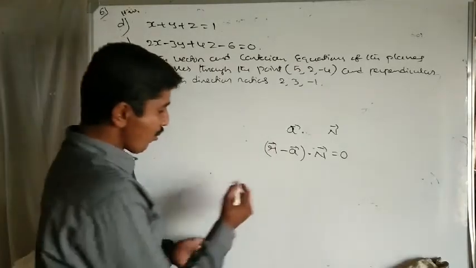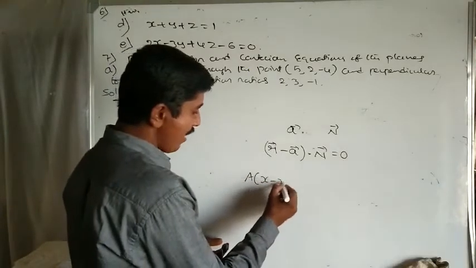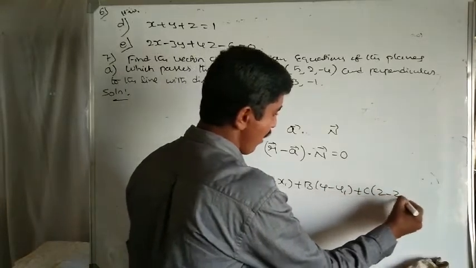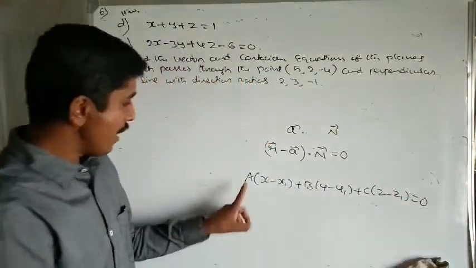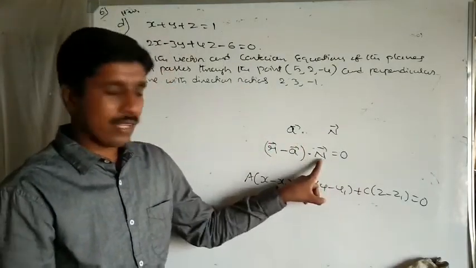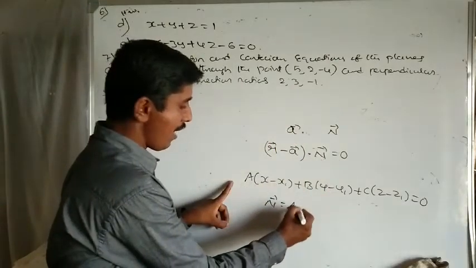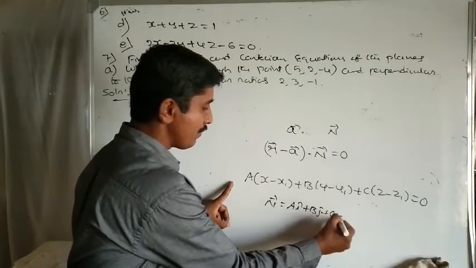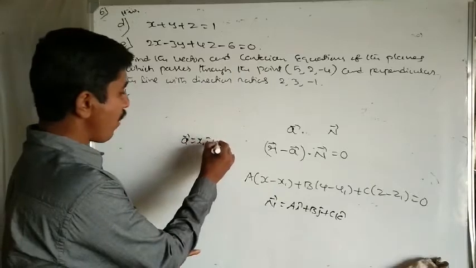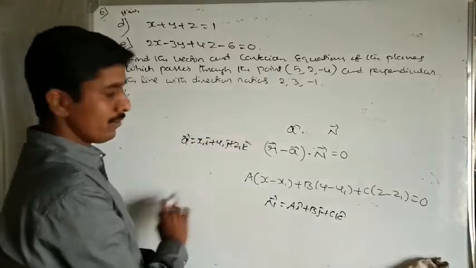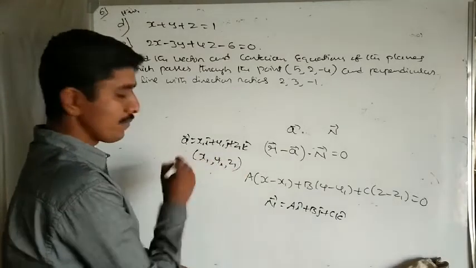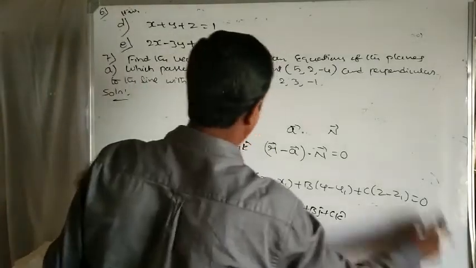Cartesian equation: a into (x minus x1) plus b into (y minus y1) plus c into (z minus z1) is equal to 0. Here a, b, c are the direction ratios of this vector n. Vector n in vector form is ai plus bj plus ck, and vector a is x1 i cap plus y1 j cap plus z1 k cap, but in Cartesian form it is x1, y1, z1. Very easy one.